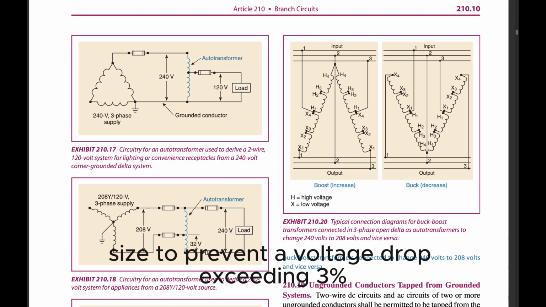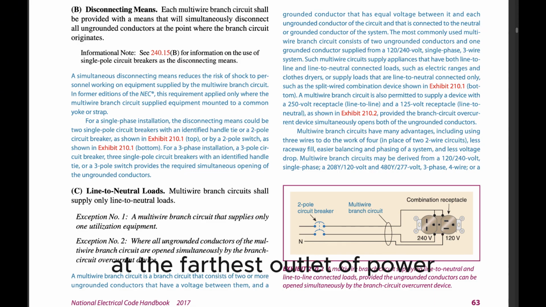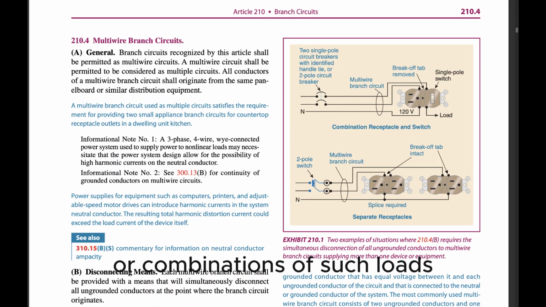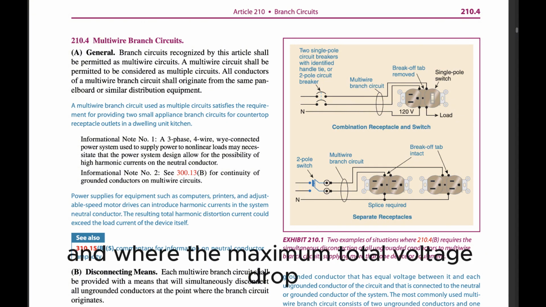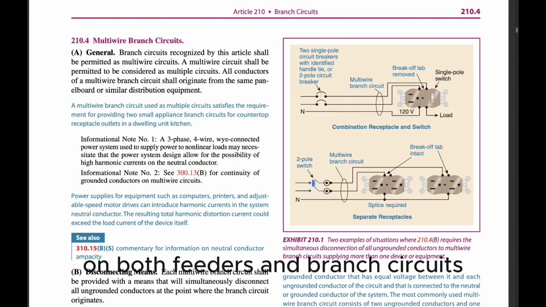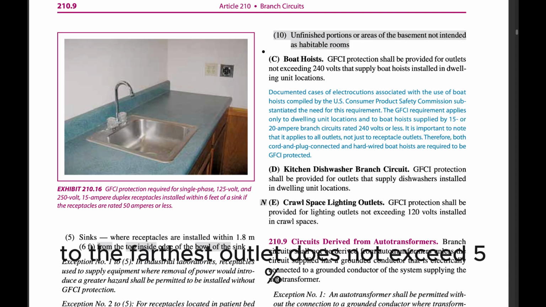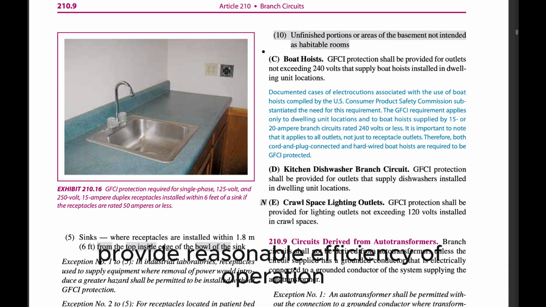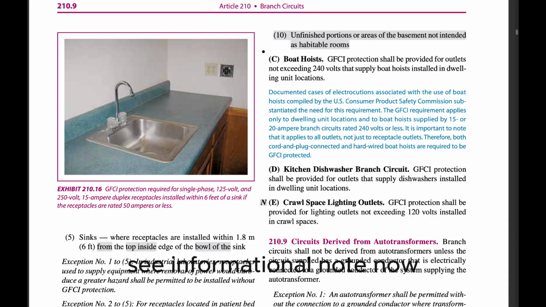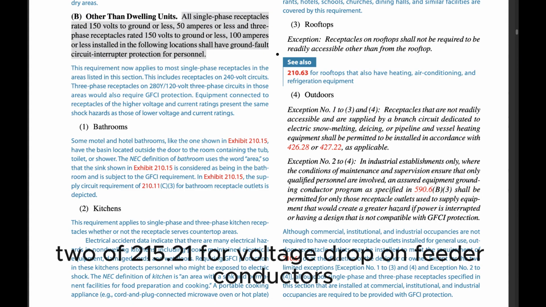sized to prevent a voltage drop exceeding 3% at the farthest outlet of power, heating, and lighting loads, or combinations of such loads, and where the maximum total voltage drop on both feeders and branch circuits to the farthest outlet does not exceed 5%, provide reasonable efficiency of operation. See Informational Note No. 2 of 215.2(A)(1) for voltage drop on feeder conductors.